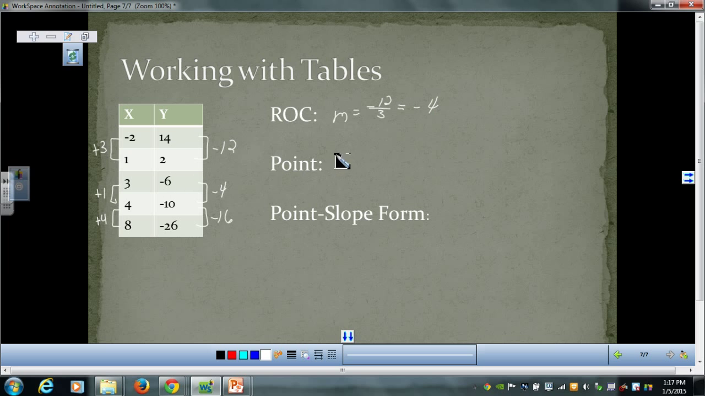I'm going to go ahead and pick the point 1, 2 to work with, and then point-slope form would be y equals -4 (x minus 1), and then plus 2. And once again, if we want to check and see if we are correct, that would be -4x plus 4 plus 2, which would give us slope-intercept form of -4x plus 6. All right, so there are several examples on how to write this equation from a table of values.